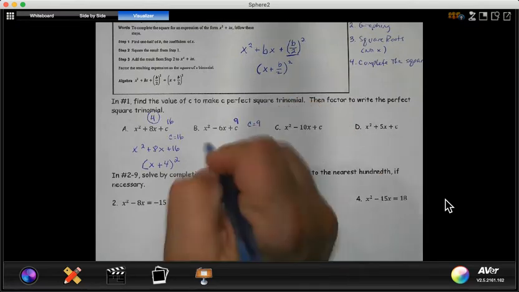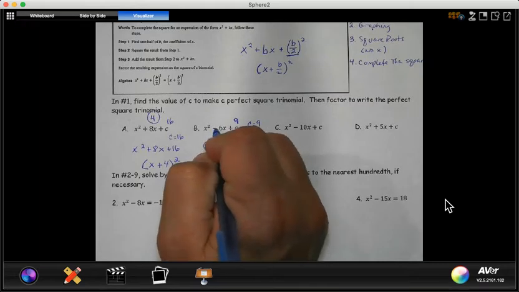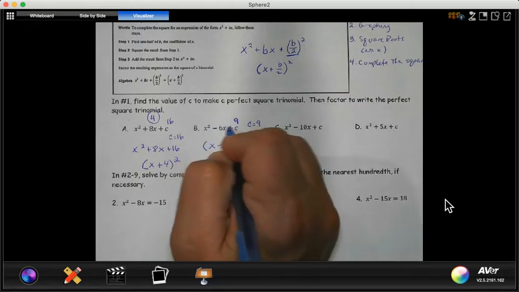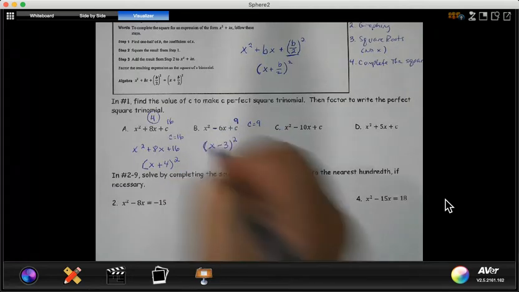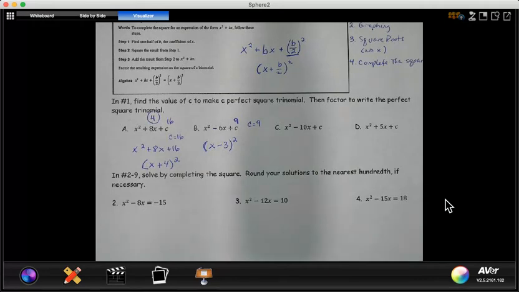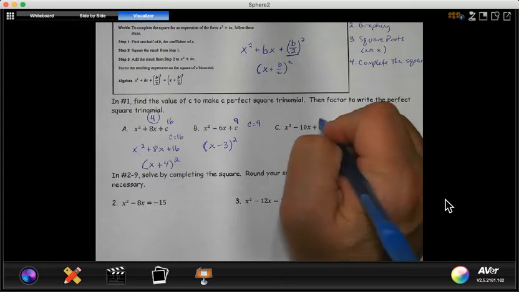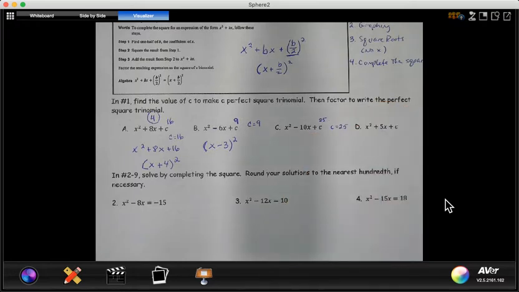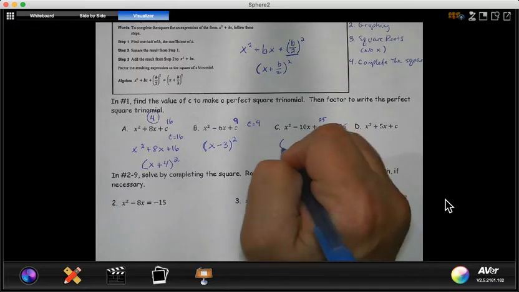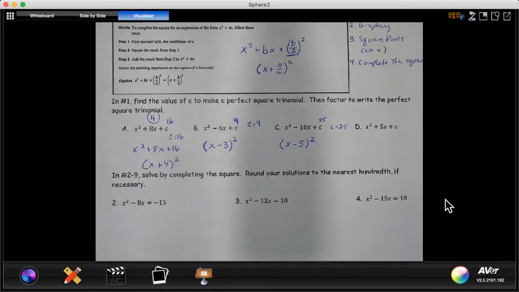And then I factor it. So I draw a parenthesis, and I do x minus, and then half of 6 is 3, and the square root of 9 is 3, squared. So that is x minus 3 squared. Half of 10 is 5. 5 squared is 25. So c is 25. And then we factor it. That's x minus 5 squared.